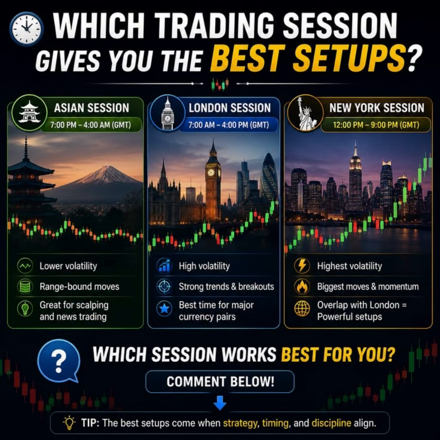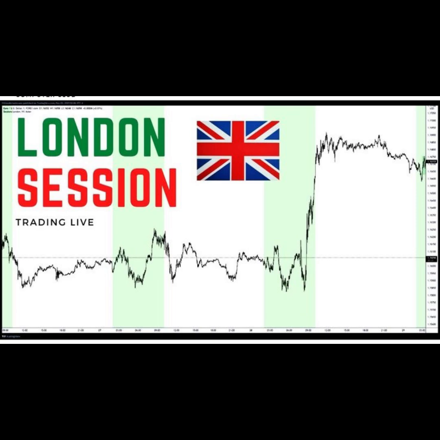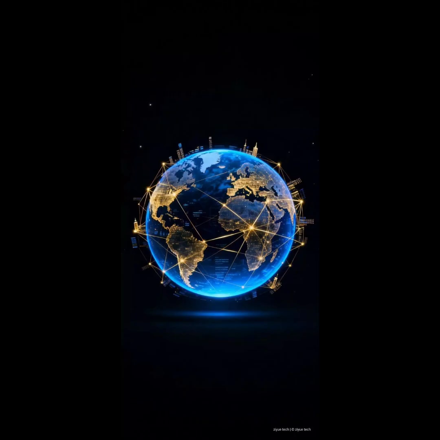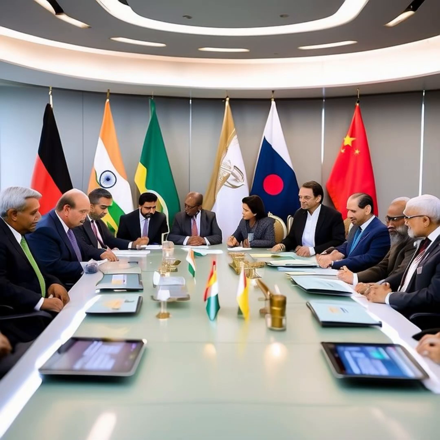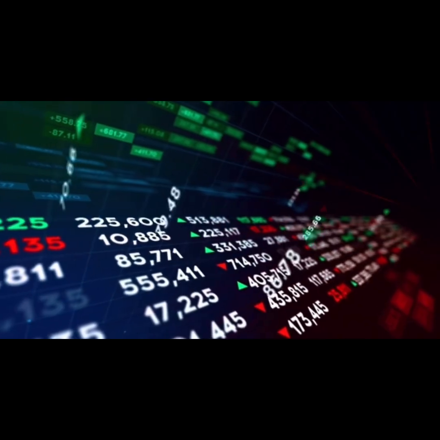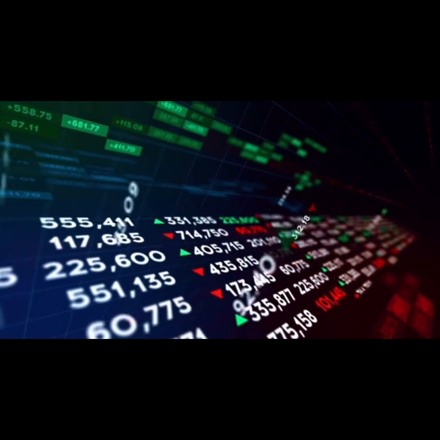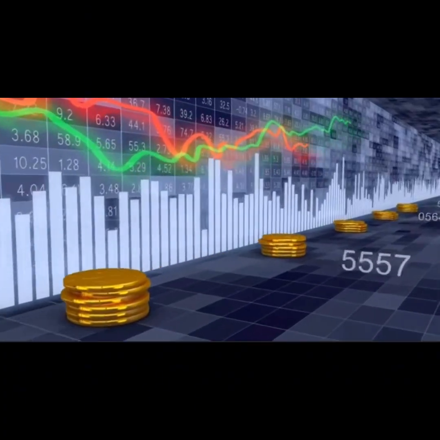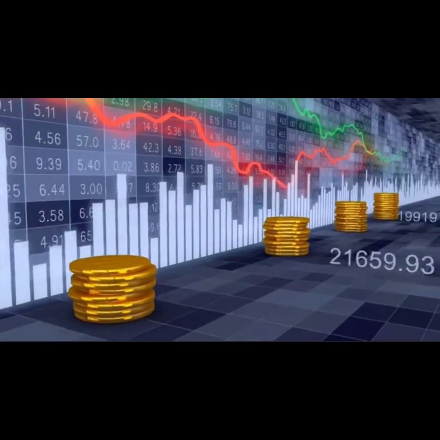Now let's move to the London session. London is one of the biggest financial centers in the world, and a huge amount of Forex activity happens around the London session. This is why you will often notice that when London becomes active, the market becomes much more volatile.